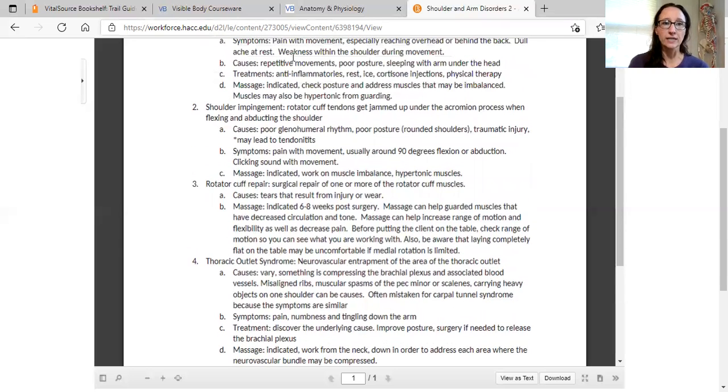Now, in your Visible Body, you do have rotator cuff visuals. So I would check that out as we go through rotator cuff repair and issues like that.